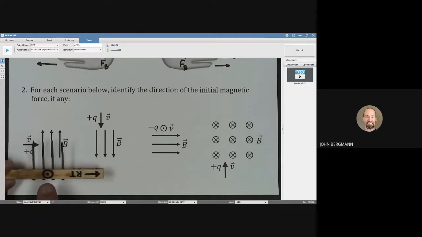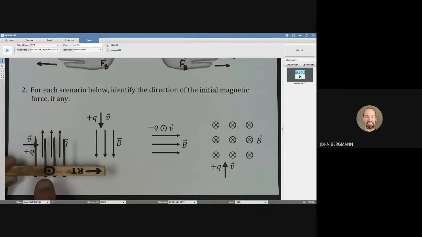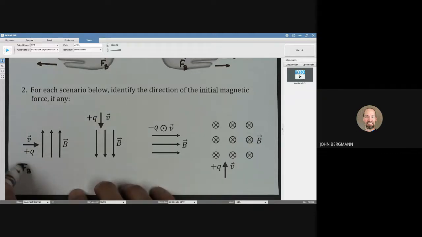Which way is the magnetic force going to act? You can see the little, looks like a bullseye here. It's going to be towards us. So FB, for this case, is going to be out of the page.